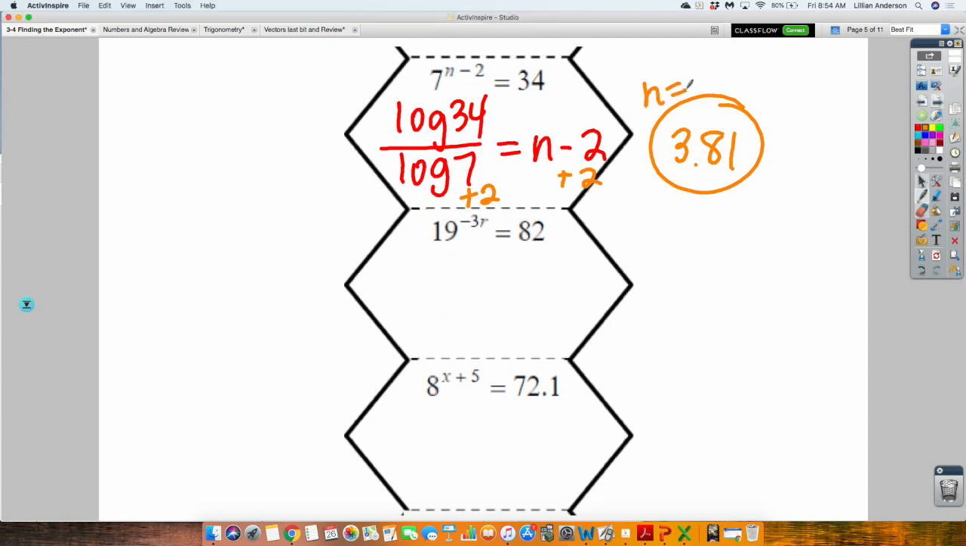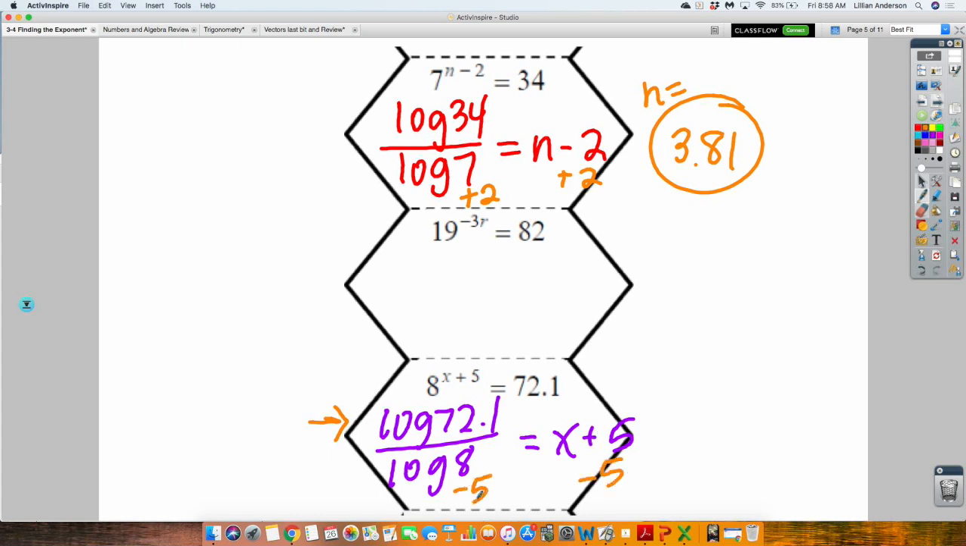Now I want you guys to try the one at the bottom. Hopefully you're doing log 72.1 divided by log of 8, and you're setting it equal to x plus 5. So we're going to type it in, 72 log divided by 8 log equals, and then subtract 5 to get our final answer of x equals negative 2.94 once we round to three significant figures.